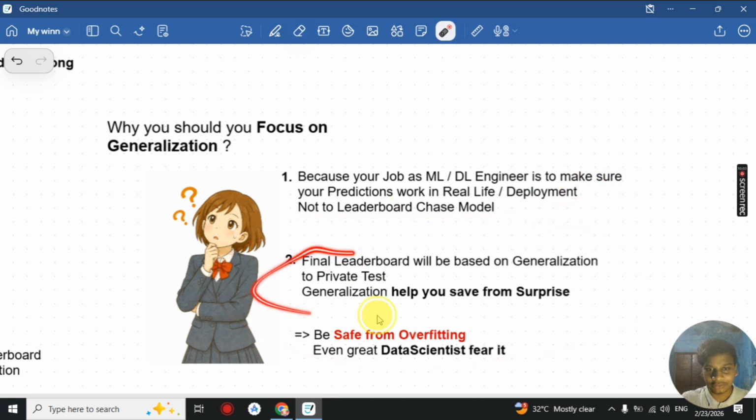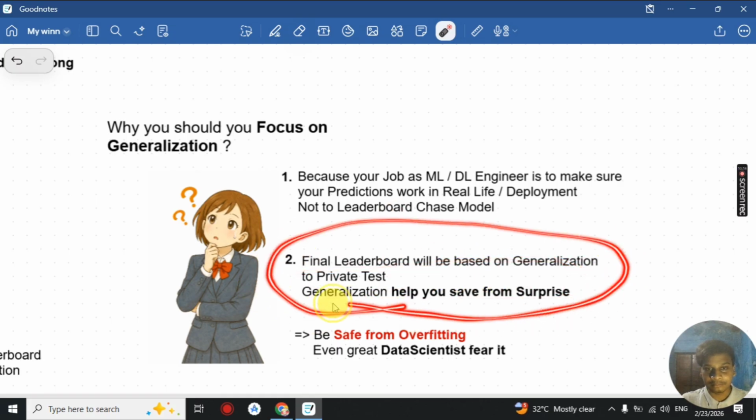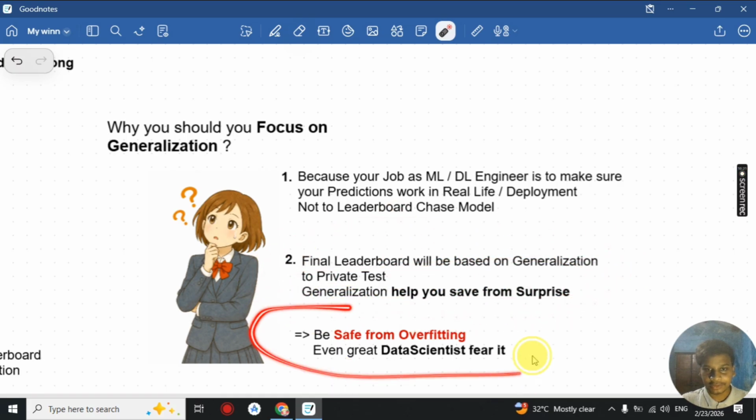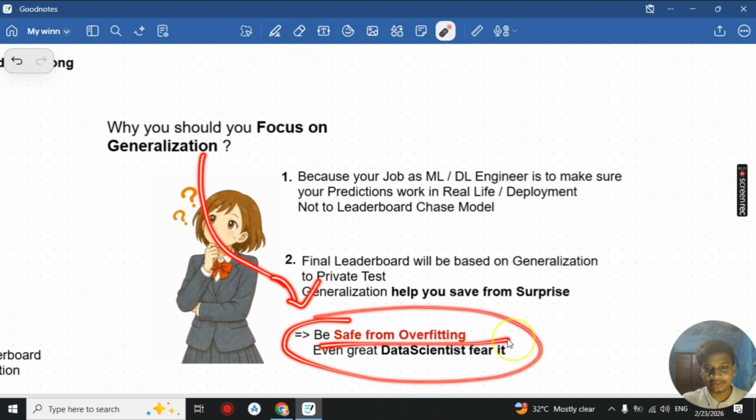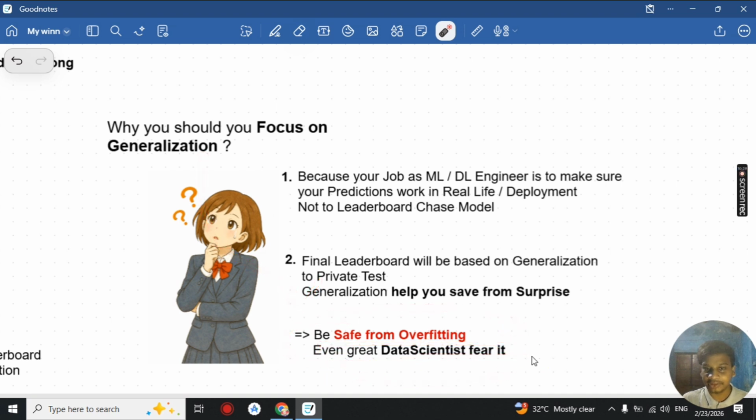The second point is that the final leaderboard will be based on generalization to the private dataset. Generalization helps you save yourself from big surprises. So always stay safe from overfitting. If you are not generalizing, chances are that you are overfitting, and that is a great data scientist's nightmare.